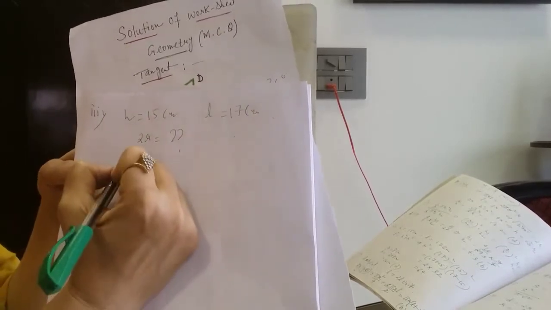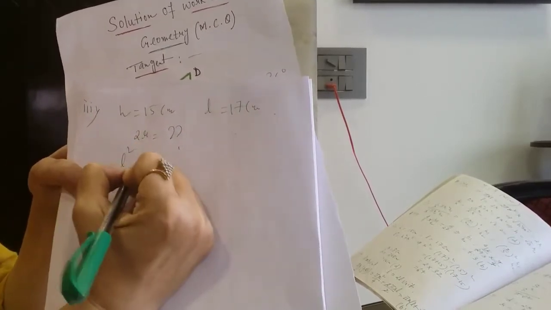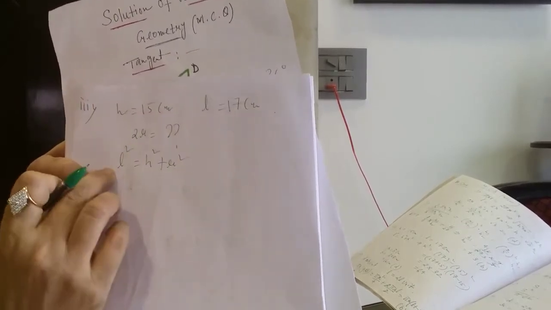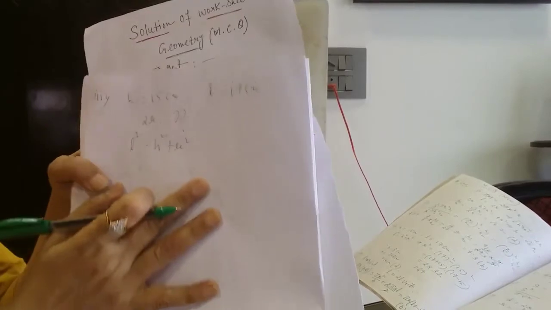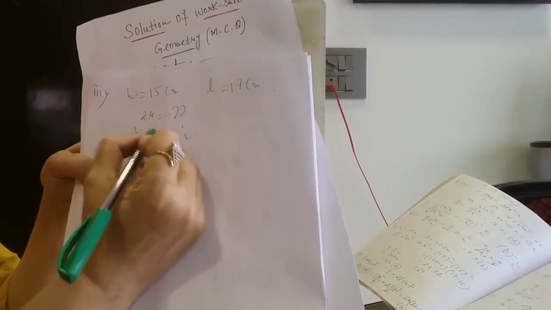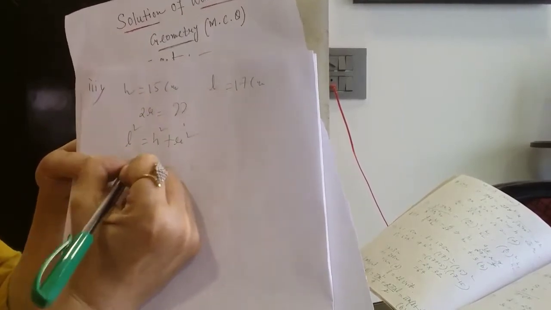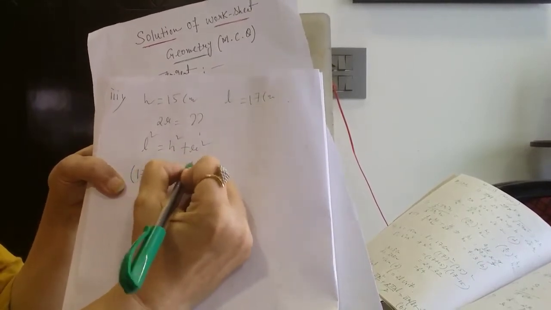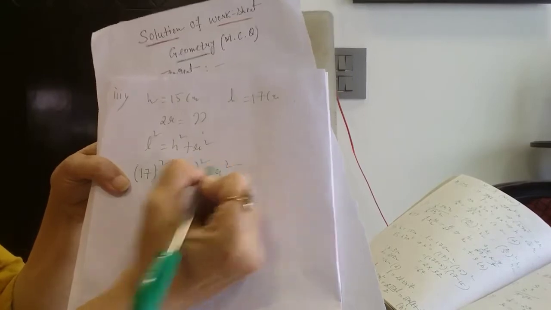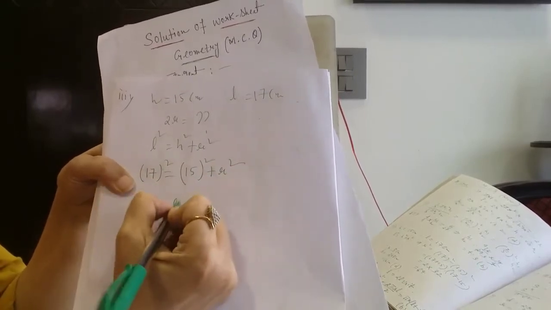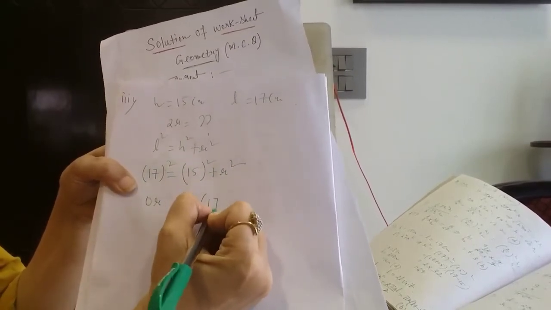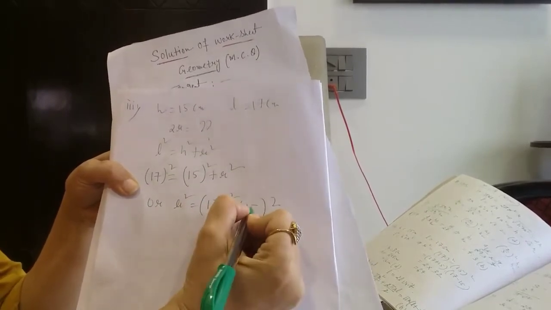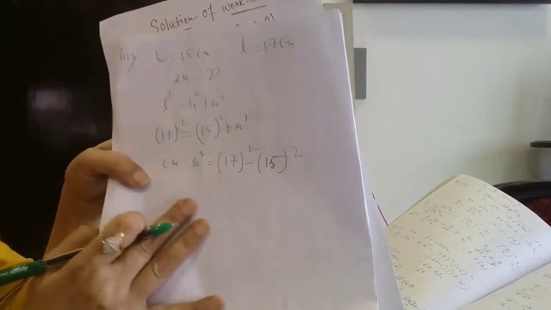We know that L square equals h square plus r square. This is the relation between slant height, vertical height and radius. Here L is given as 17, so 17 whole square equals 15 whole square plus r square, or from here r square means 17 whole square minus 15 whole square.